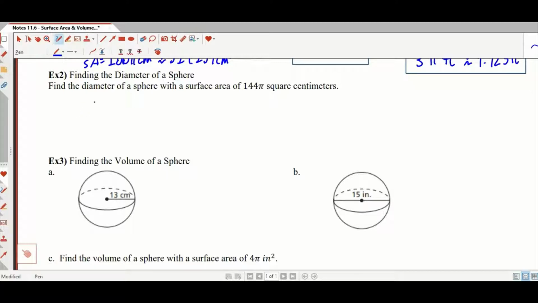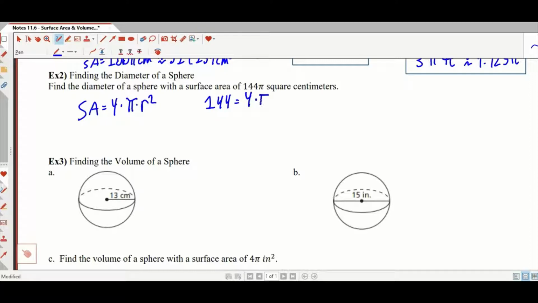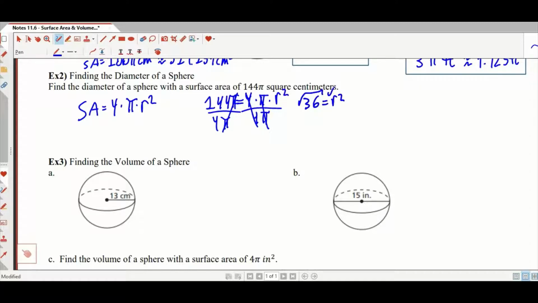So remember, the surface area of a sphere is equal to 4 times pi times the radius squared. And now we know the surface area is 144 pi, and that's going to be equal to 4 times pi times radius squared. That makes my life a lot easier, because now I can divide both sides by 4 pi, and the pi's will divide out, and 144 divided by 4 is 36, which means 36 equals the radius squared.